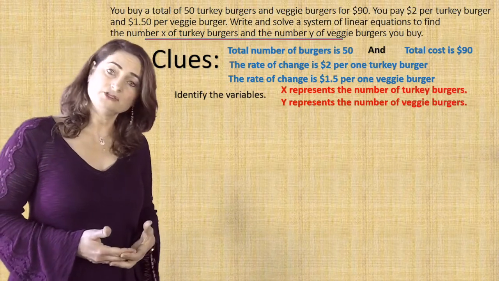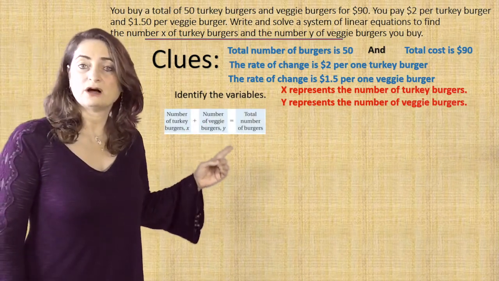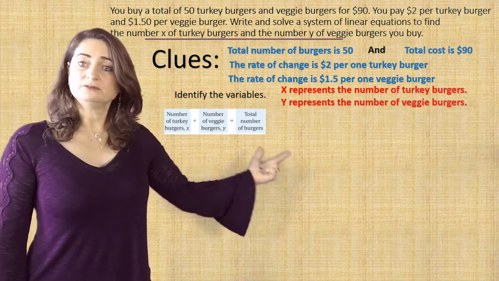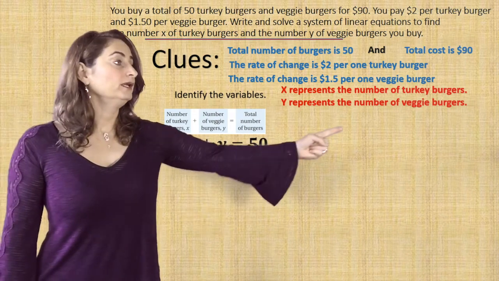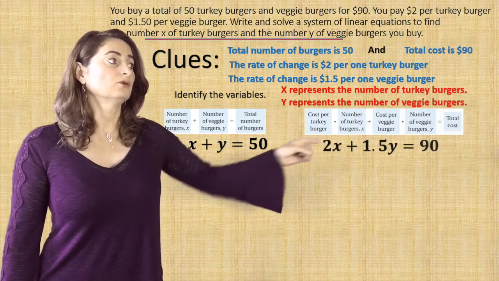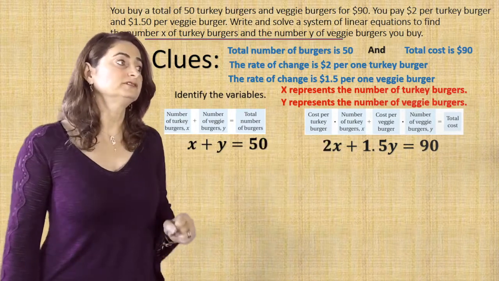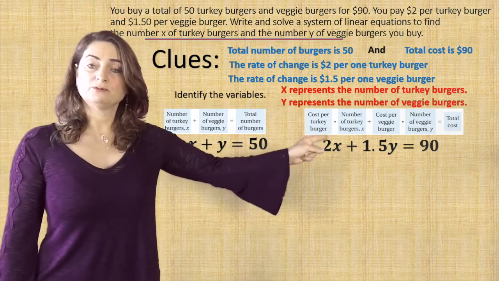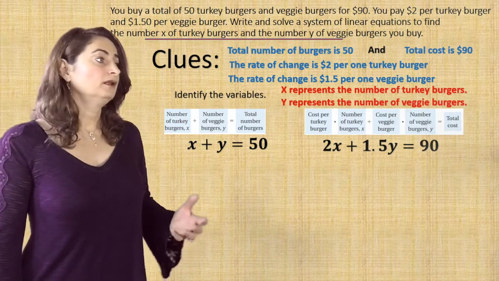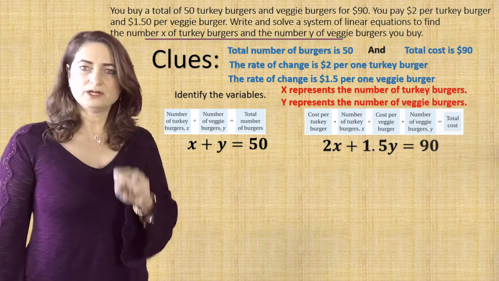Now we need to write the equations. Since it's in standard form, the first equation talks about the total number of sandwiches or burgers. x plus y equal 50 because that's the total number I bought. And I spent $90 on $2 per one turkey burger, that's 2x, plus $1.50 per one veggie burger, that's 1.5y, equals $90, which is the total I spent. Now let's follow the steps of solving linear equations by substitution. Step number 1 is to isolate a variable.